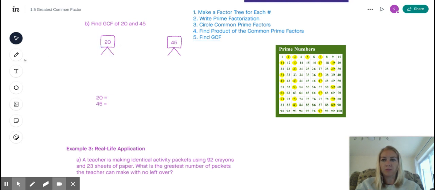We're going to work with the number 20 first. Number 20 is even, so I know that 2 is a factor and 2 is a prime number, the smallest prime number. So I'm going to start with that. 2 times 10 is 20. 2 being a prime number, we can't continue to break that apart, but 10 is not a prime number, so let's continue to break that down. Adding another branch here.